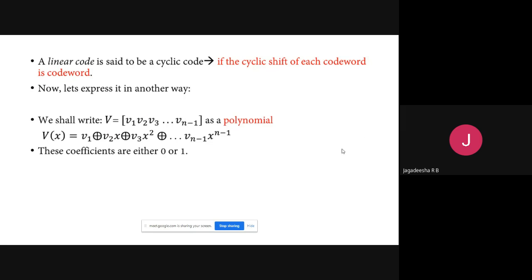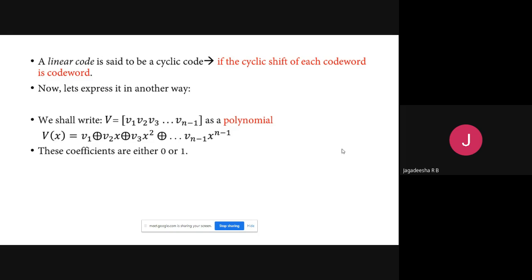Okay, here in this slide, a linear code is said to be a cyclic code if the cyclic shift of each code word is a code word. So what's the meaning here? We have shifted, right? Initially we had V is equal to V1, V2, V3, and so on. We shifted it by 1 position and we called it V1. V1 is a 1 bit shifted version of V. Next we shifted again, V2. It's a 2 bit shifted version of V, right? So you shift any number of bits, no problem. Maybe V1 or V2 and so on.